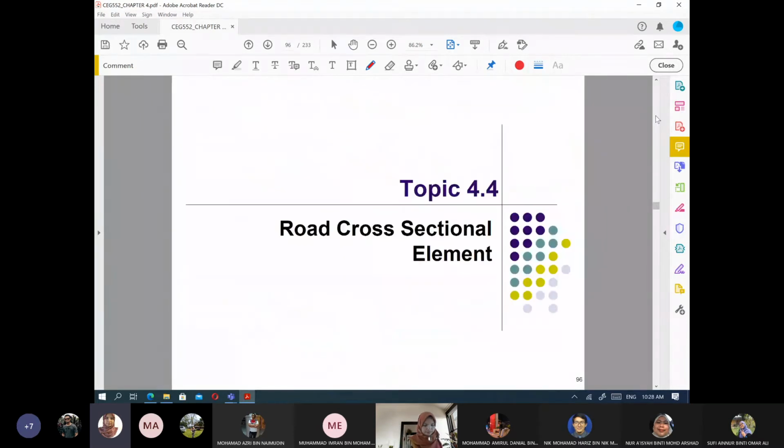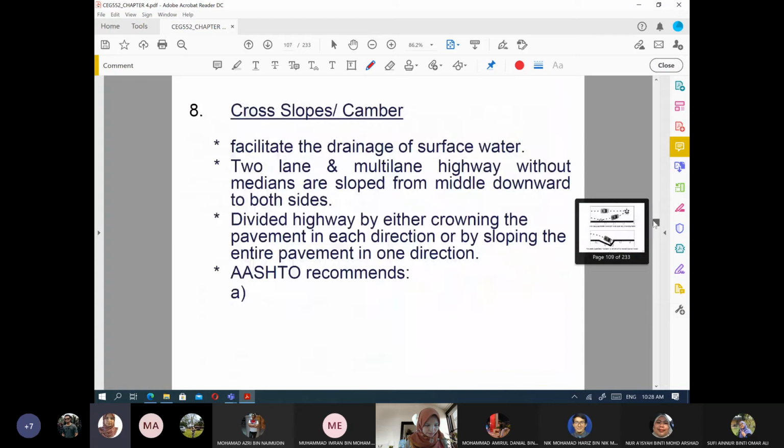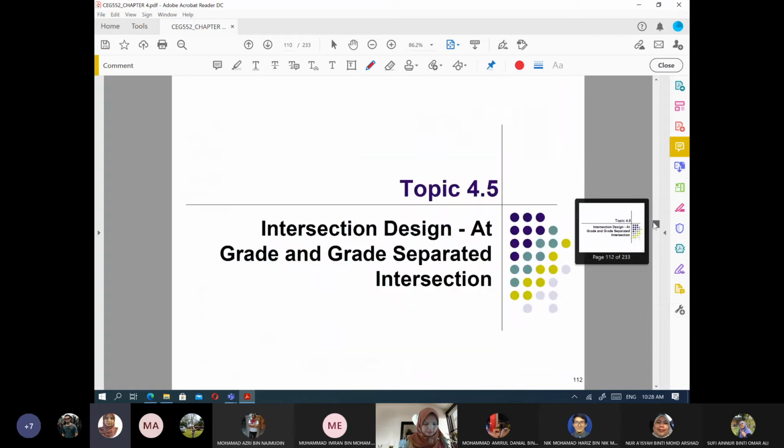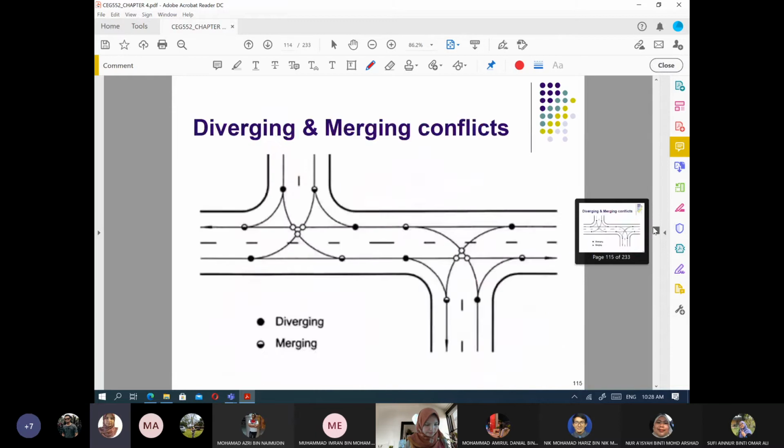Okay, so now 4.4 I will hold on. 4.4, 4.5 I will hold on. We'll go straight away to 4.6. But any 4.4, 4.5 is about teori sahaja. Okay, yang tu saya bagi ODL sajalah minggu depan ya.